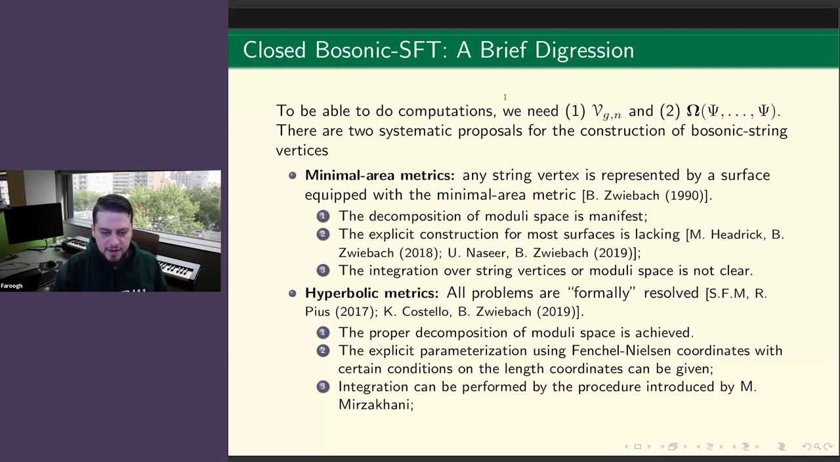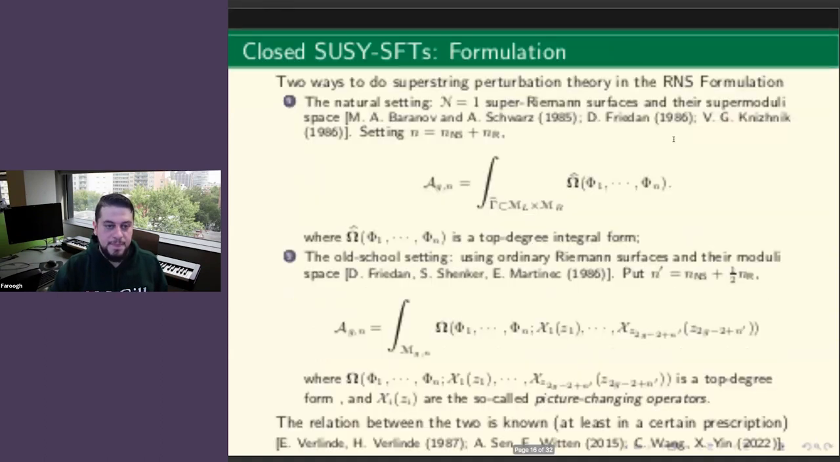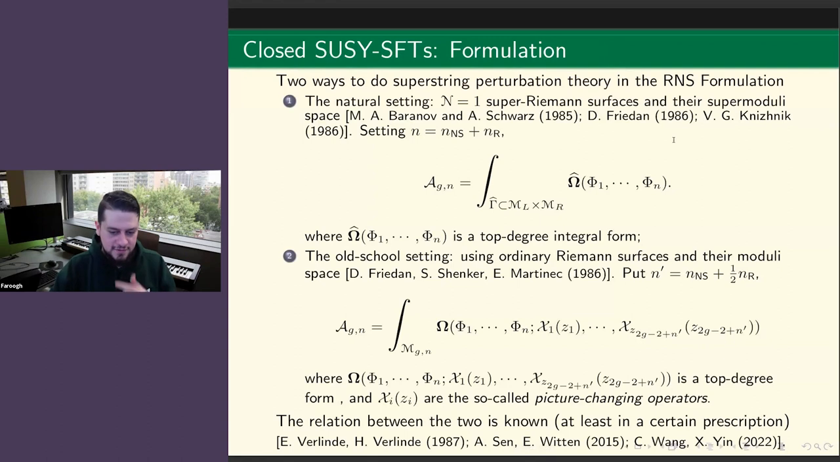So in principle, we can use this formalism to compute either string amplitudes or the vertex interactions of the string field theory. But the shortcoming is how to express this form omega in terms of the Fenchel-Nielsen coordinates. That is the part that is not clear. So let's now move to the super case.